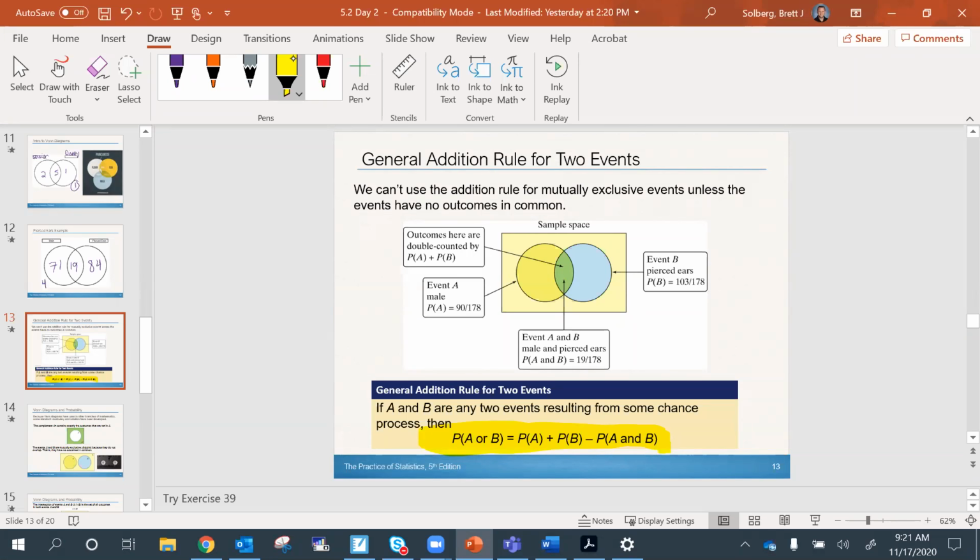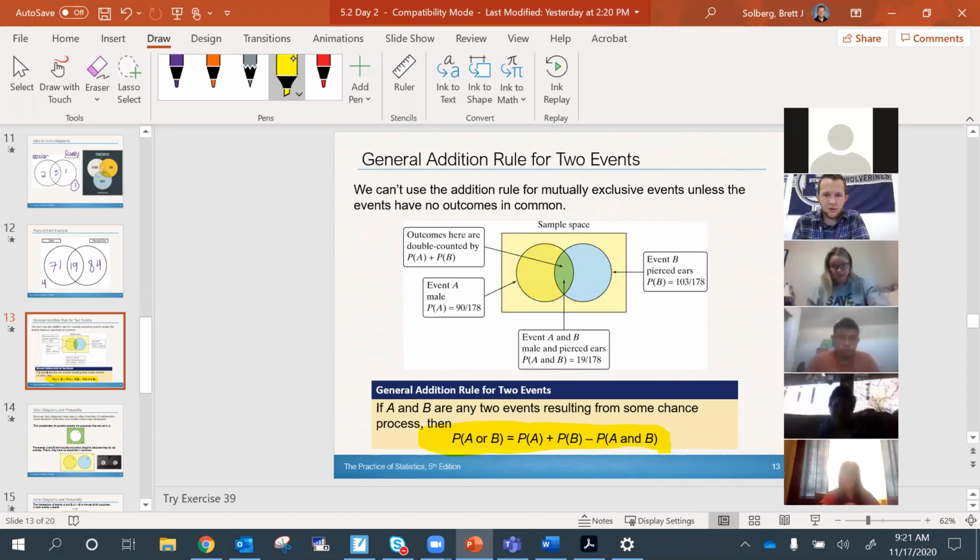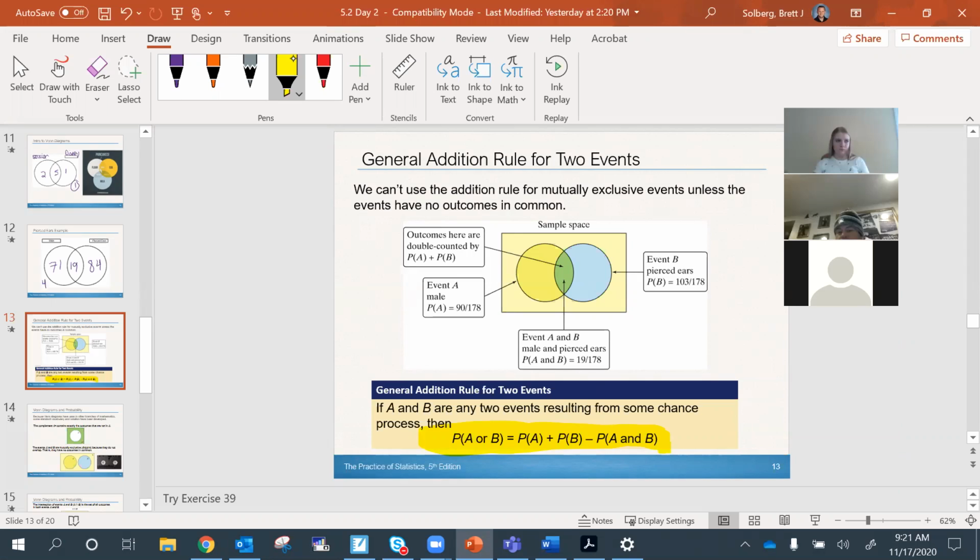So that is our general rule for 2 events. Now, someone might say, well, what if they are mutually exclusive, meaning they have no overlap? Well, then the probability of A and B is 0, and so it's just back to the formula we learned last time. Okay, this is when I pause and I say, do you have any questions up to this point? And so you can either unmute and just shout it out or raise your hand.